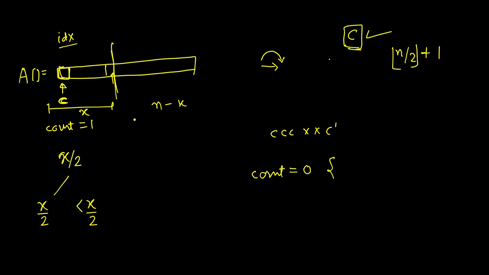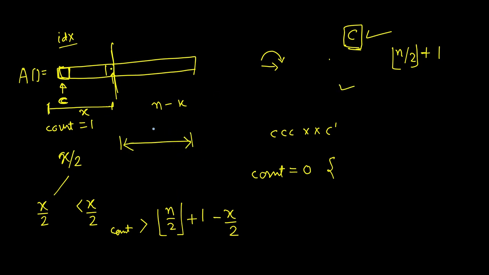So what is going to be the count in the remaining part of the array? This part we have explored, this part we have not. What can be the maximum count of the actual majority element here? X by 2. In fact, equal to or less than x by 2. So in this part, it will be n by 2 plus 1, the original minimum count, minus x by 2. So the count of the majority element has to be more than this in this part of the array. And what is the count of the original majority element in the remaining part of the array?